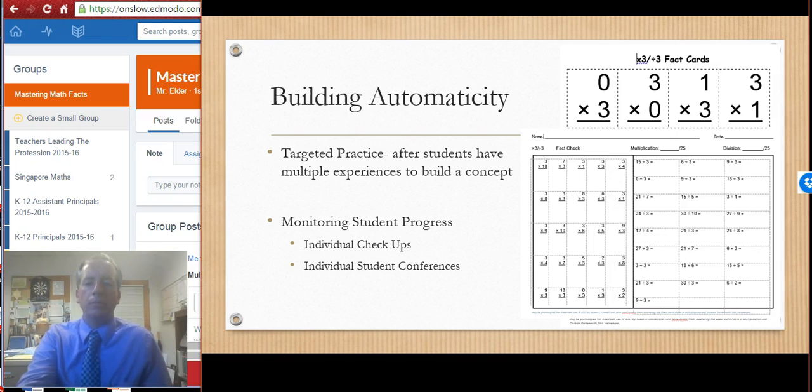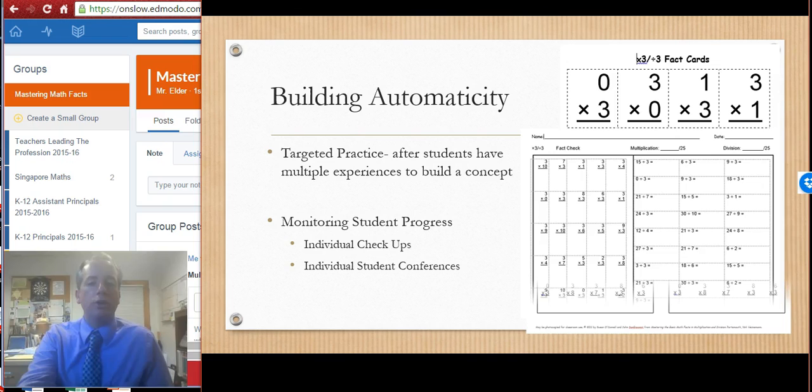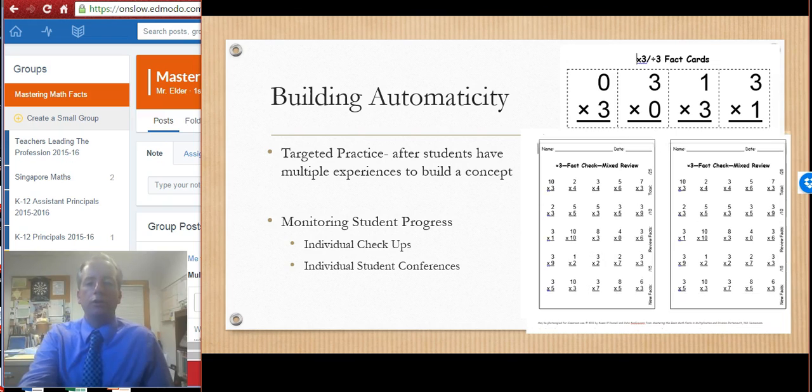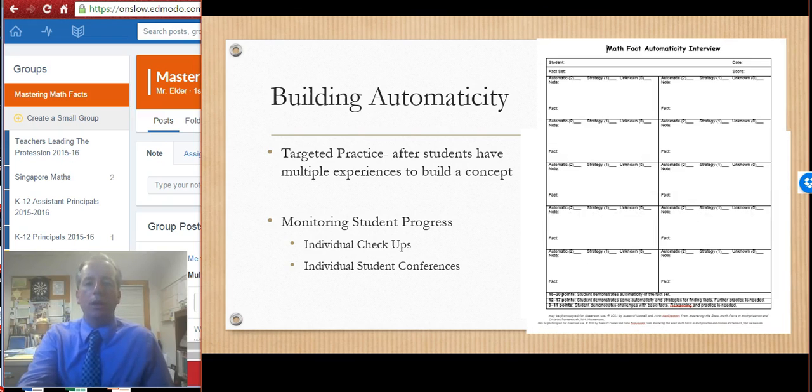We mentioned earlier about monitoring student progress through individual checkups, and so we shared this in an earlier session, so I won't go into that too much in depth. But remember, you're going to pick 10 facts, interview the child, work through, was it automatic for them? Did they use a strategy or was it unknown? And so we're targeting certain ones. This is based upon which facts they were struggling with before.